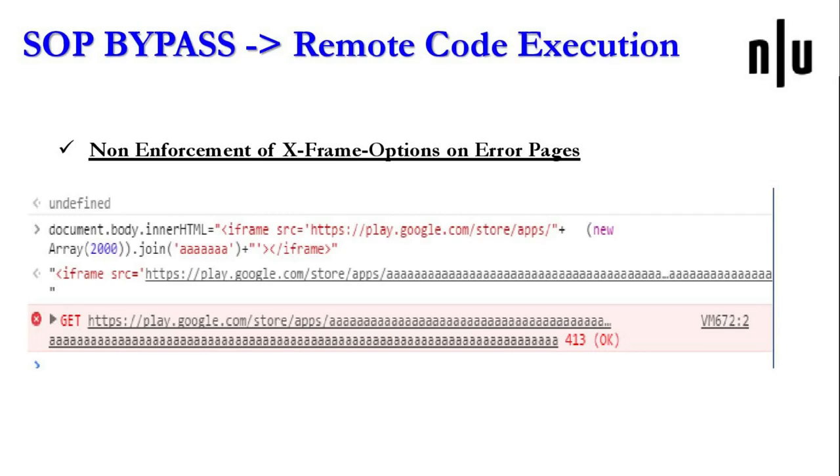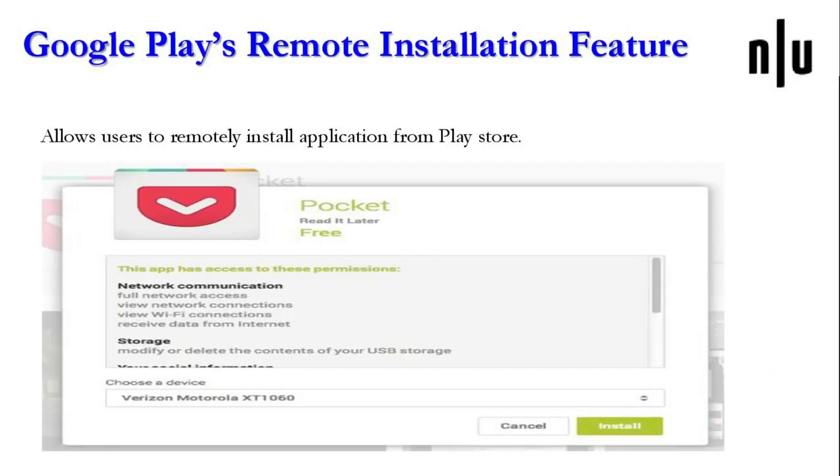But what happened was that if we send a long string of characters, it would trigger a 430 error response. And when you try to frame it within that error response, it would be framed. So since that website is framed, a universal access or same origin policy bypass means that it can access everything present inside the frame. So Google Play has this remote installation feature. This was introduced whereby you can link your phone to your computer and then use Google Play's web application to install any application.